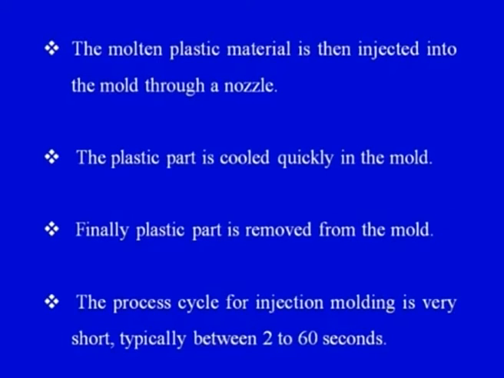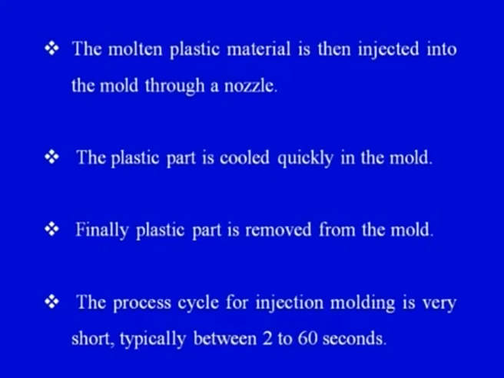The molten plastic material is then injected into the mold through the nozzle. So there is a nozzle towards the end of the injection chamber through which the molten plastic would be injected into the mold cavity. The plastic part is cooled quickly in the mold. Sometimes we may have a cooling arrangement in the mold itself so that the cooling process is accelerated. So the plastic part is cooled quickly in the mold. Finally the plastic part is removed from the mold. After the cooling process has taken place, the final product would be removed from the mold.